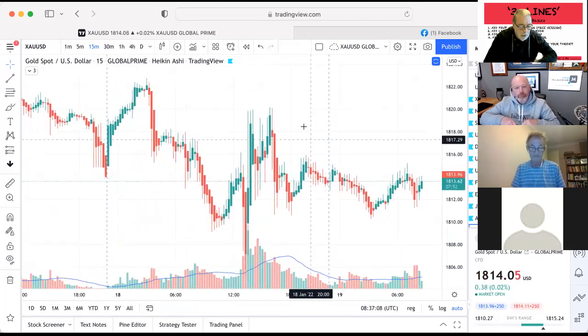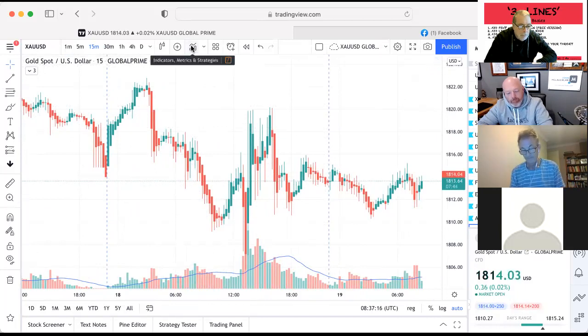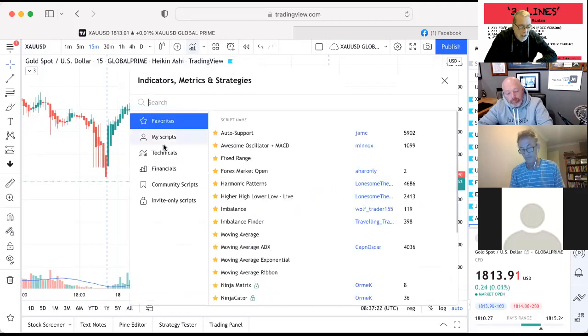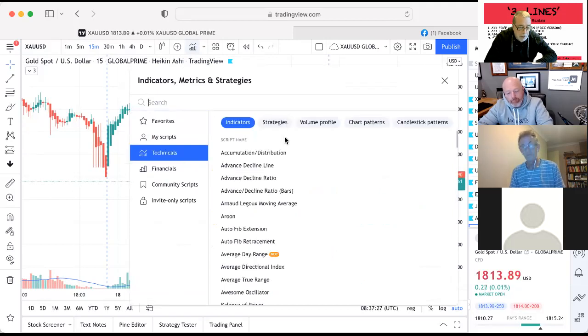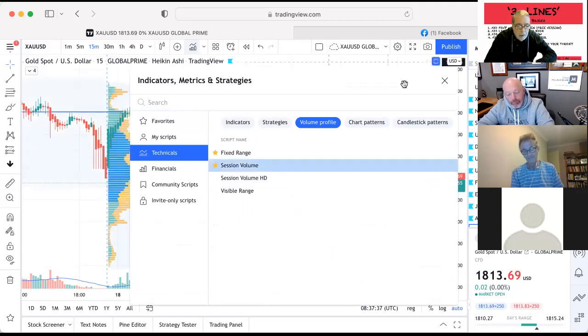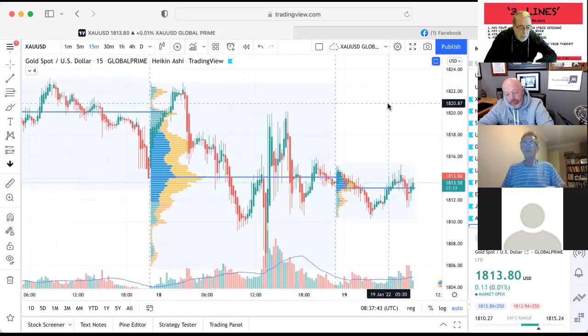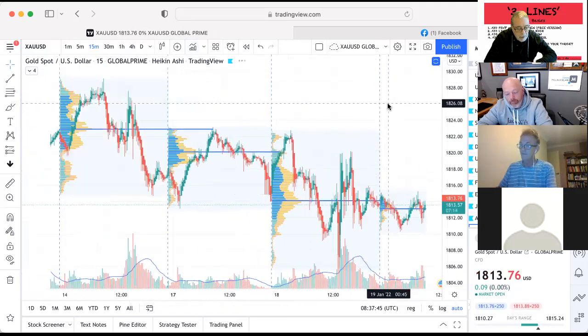What I need to do is put up the volume profile. So I go up to indicators and strategies. They've recently changed this, so we now need to go to technicals and then across to volume profile, and I use session volume. So there we are, we've got the session volume profile and it's on several days.